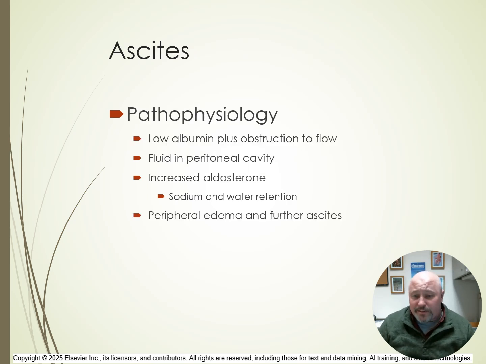Ascites, as we've previously discussed, is the large edema collecting within the abdomen, and it can be due to low albumin plus obstruction to flow, just fluid within the peritoneal cavity, increased aldosterone such as sodium and water retention, and the peripheral edema causing further ascites. The impaired handling of salt and water by the kidneys and other abnormalities in fluid homeostasis can predispose the patient to fluid accumulation within the peritoneum, or ascites.